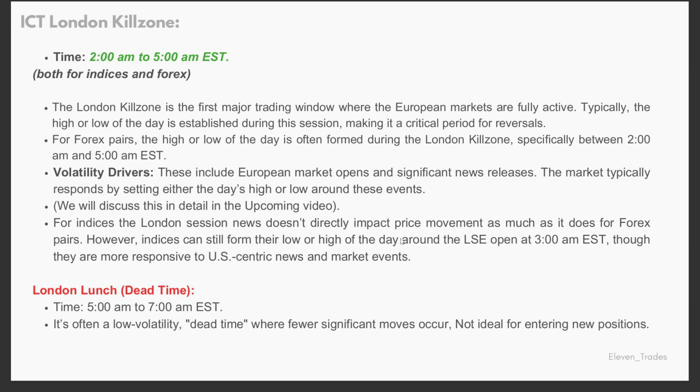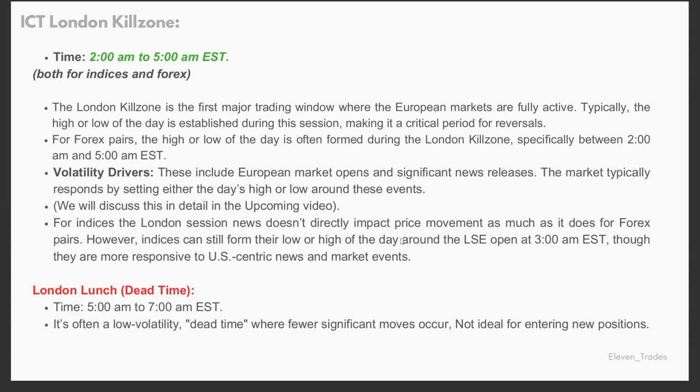Moving on to the ICT London Killzone. The ICT London Killzone starts at 2 a.m. EST to 5 a.m. EST, both for indices and Forex. Actually, the London Killzone is the major part of the trading, both for the Forex pairs and the indices, because most of the European traders are active during this time period.